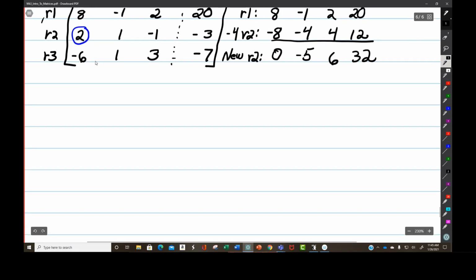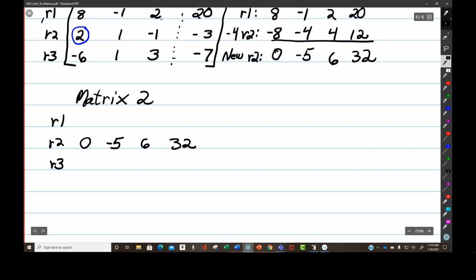So, matrix number 2. Row 1, row 2, row 3. This is my new row 2. I try to put that in first so I don't forget. And then I go back to the matrix before and I copy down row 1 and row 3.